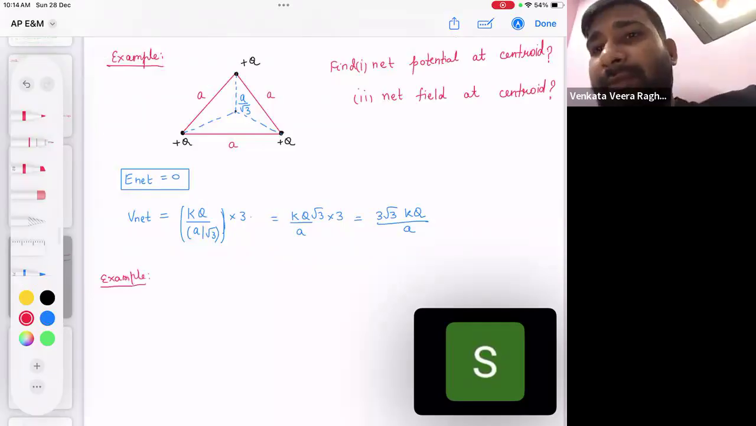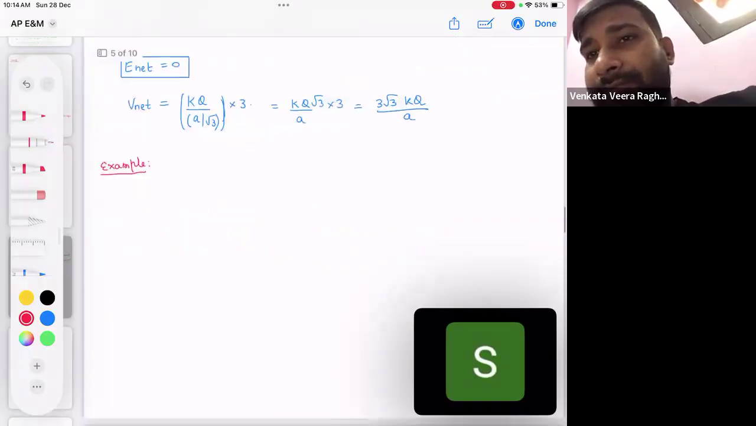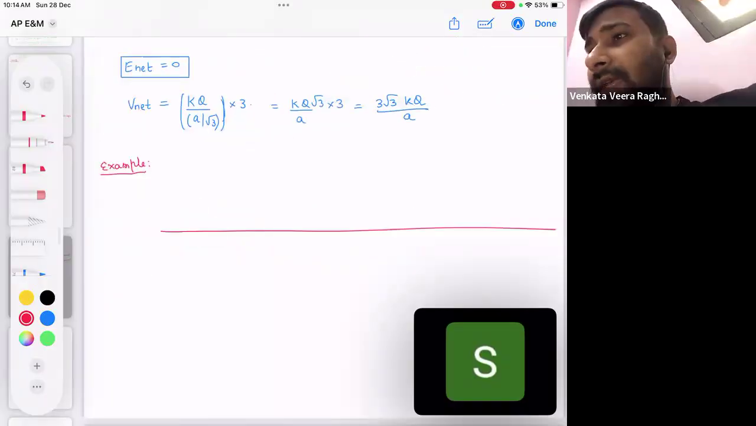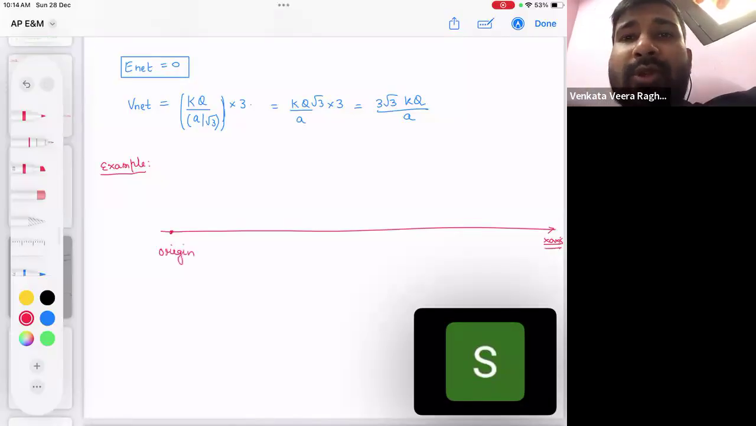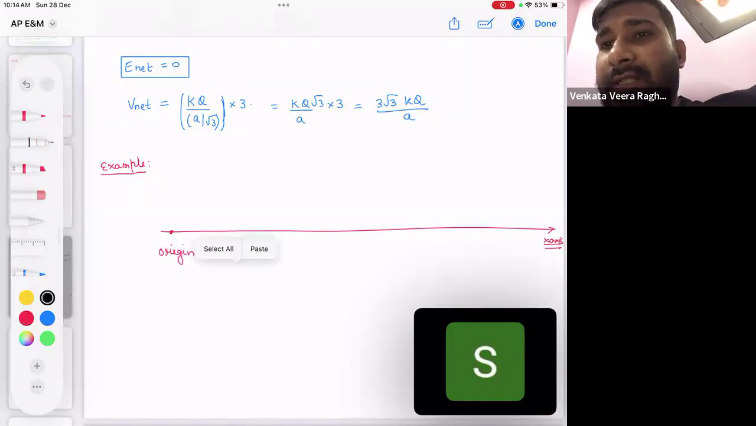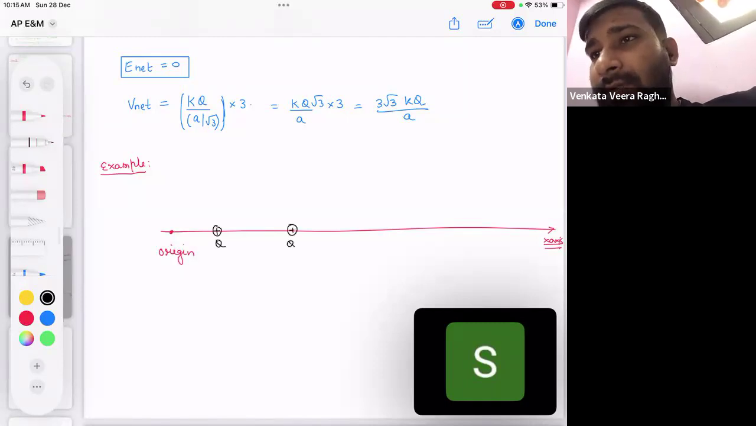Let's see the next example. In this example, what is given to us? This is the x-axis, okay, and this is the origin. I'm going to keep equal charges at different points. Here I kept a q charge. Here I kept another q charge. Here I kept another q charge.